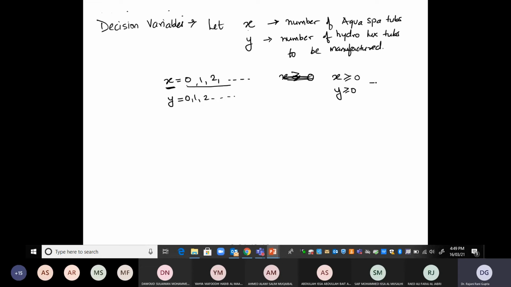Okay, so these are called non-negative restrictions. This is the very first thing that you have to do after getting the decision variables. So now let's come to the objective function.